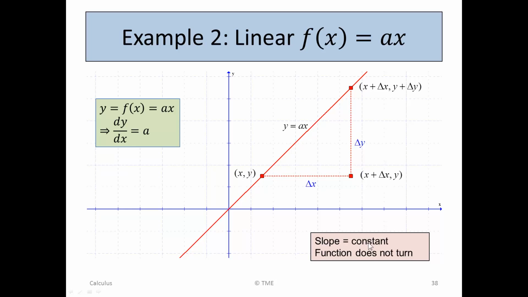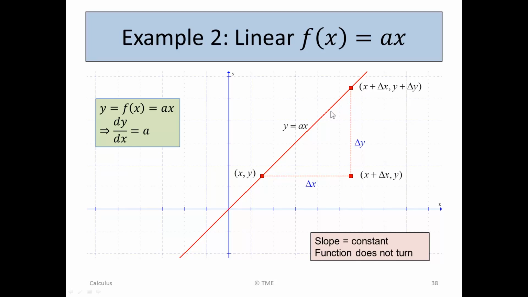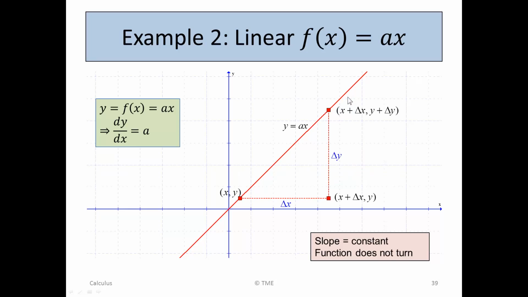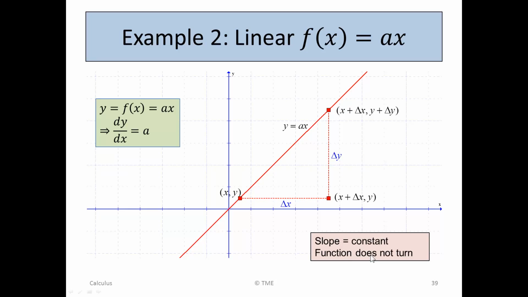The slope is constant, it never changes, and the function doesn't turn. So this line continues indefinitely at that slope value and never turns. Whether we used this point or a different point, any point along that line, we would find that it has the same slope and the function does not turn.